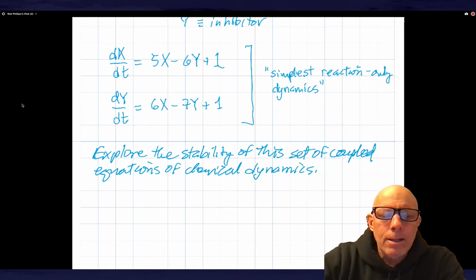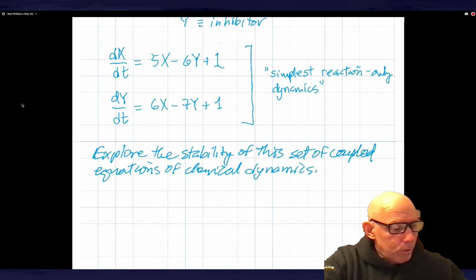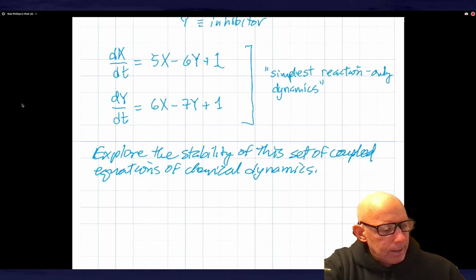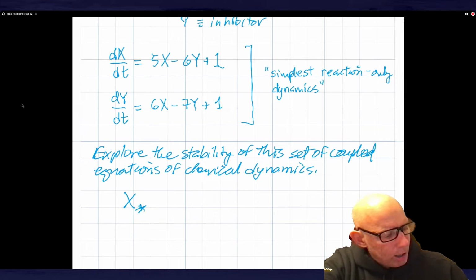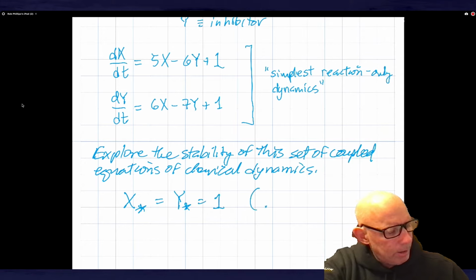If I give you a moment to contemplate this, my question is, what x and y leads to steady state? Or said in the jargon of dynamical systems, what choice of x and y leads to a fixed point? And what you'll see if you look at this for a moment is that if I choose x star equals y star equals 1, this is a fixed point. How do I know? Because if I plug x equals y equals 1 into the above equations, in the first equation I get 5 minus 6 plus 1, which is 0, and in the second equation I get 6 minus 7 plus 1.